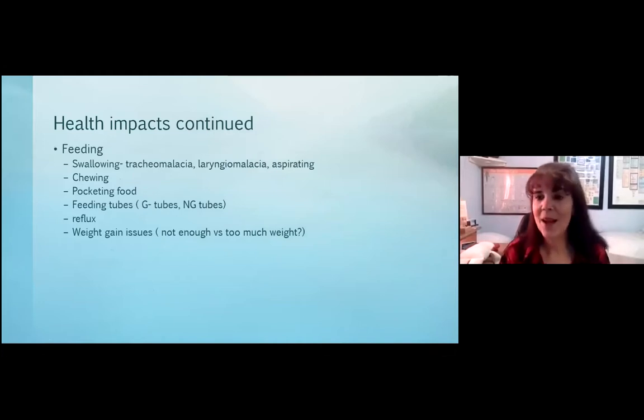Feeding is, again, another one of those huge issues for children with hypotonia. And that really ranges from the kids who aspirate and tube feed, right? So that's very different. So they have things like tracheomalacia, laryngomalacia. That's just a softening, right? So a less than strong enough trachea or larynx in order to be able to get food down safely into our tummy. So those kids have G tubes or JG tubes or NG tubes, right? Lots of tubes in this story.